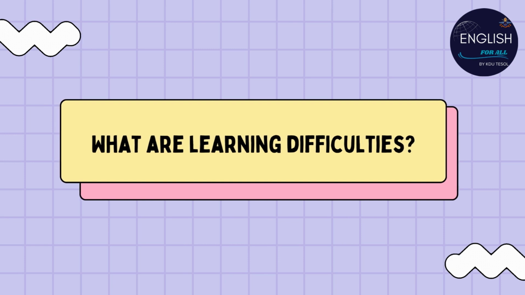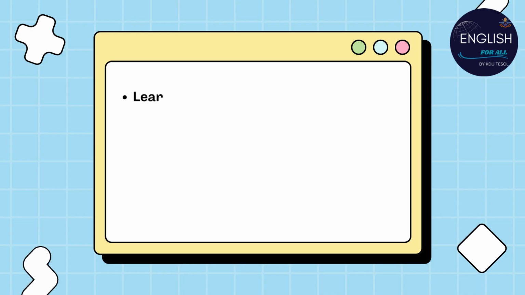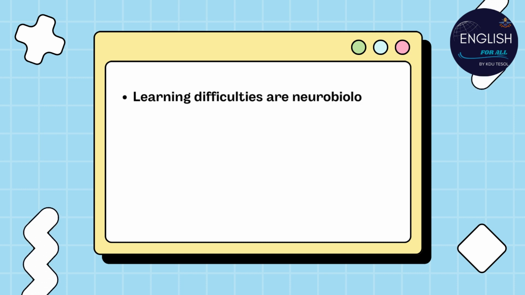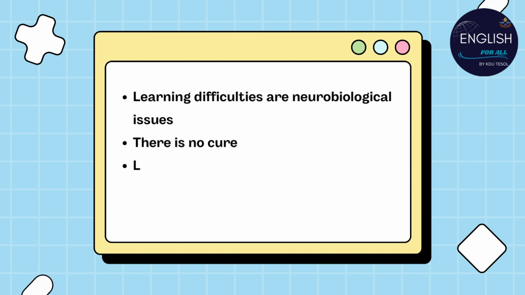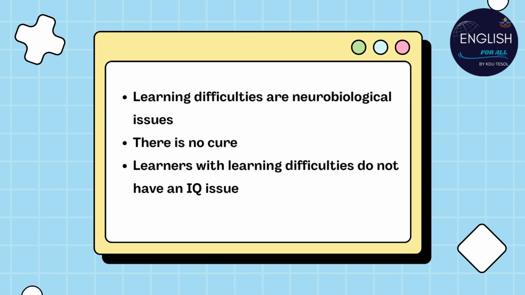Now, let's see what is meant by learning difficulties. Learning difficulties are challenges in learning that are related to how the brain processes information. There is no medicine to make them go away, but it is important to know that these difficulties do not mean someone is less smart. It just means they need different kinds of help and support to learn effectively.